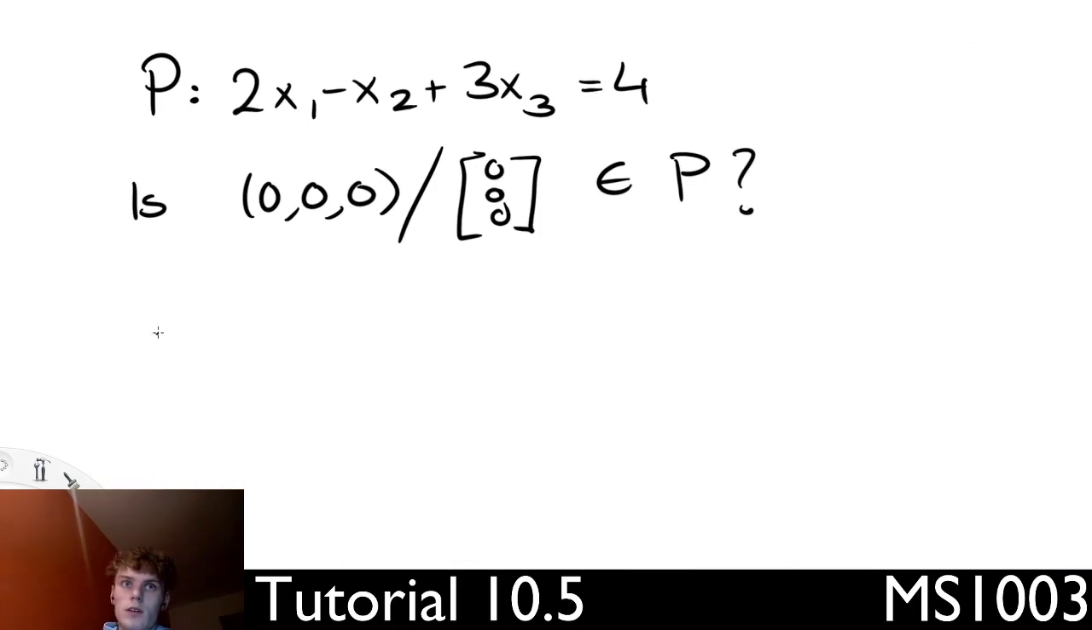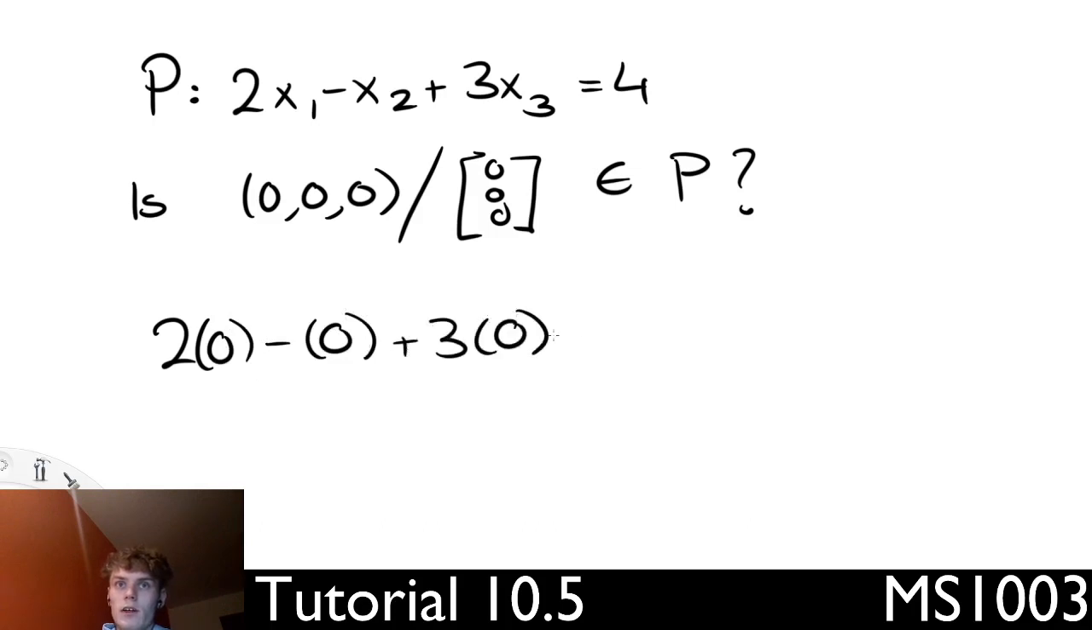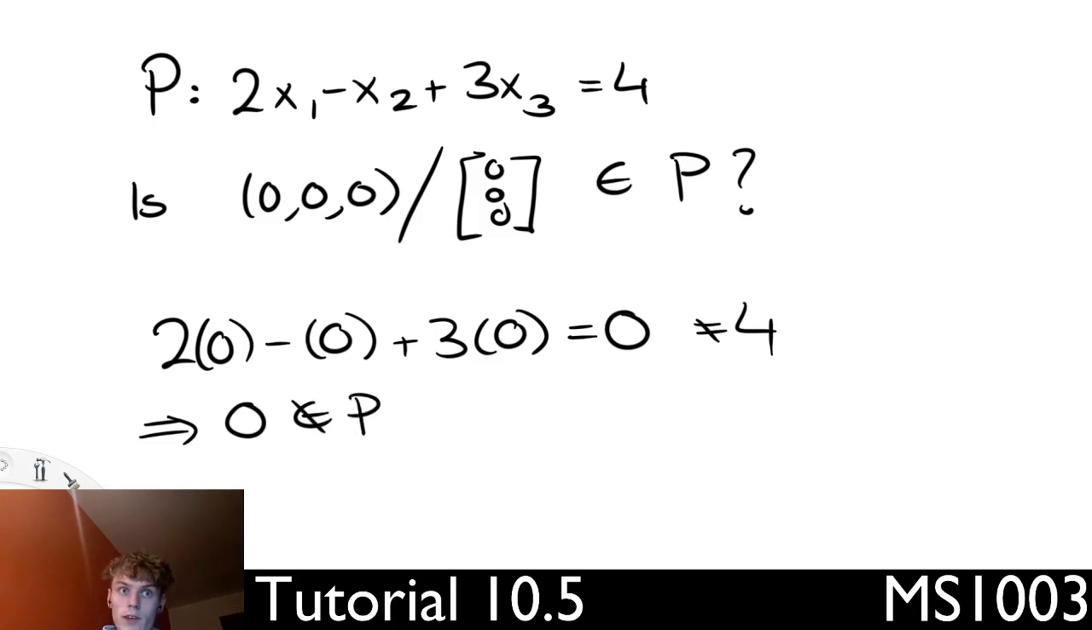Well, if I do 2 times 0, I take away 0, and I add 0, that gives me 0, which is not equal to 4. Okay? And to be a part of the plane, it should be equal to 4. Therefore, 0 is not an element of P. Alright. Sorry for mixing notation so much. 0 is not an element of P. Therefore, P is not a subspace.